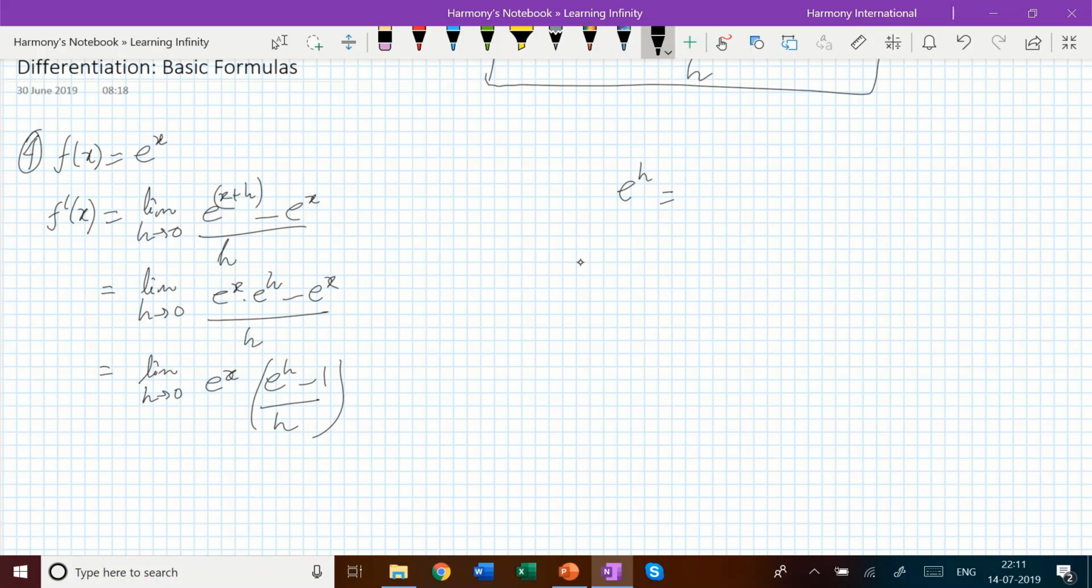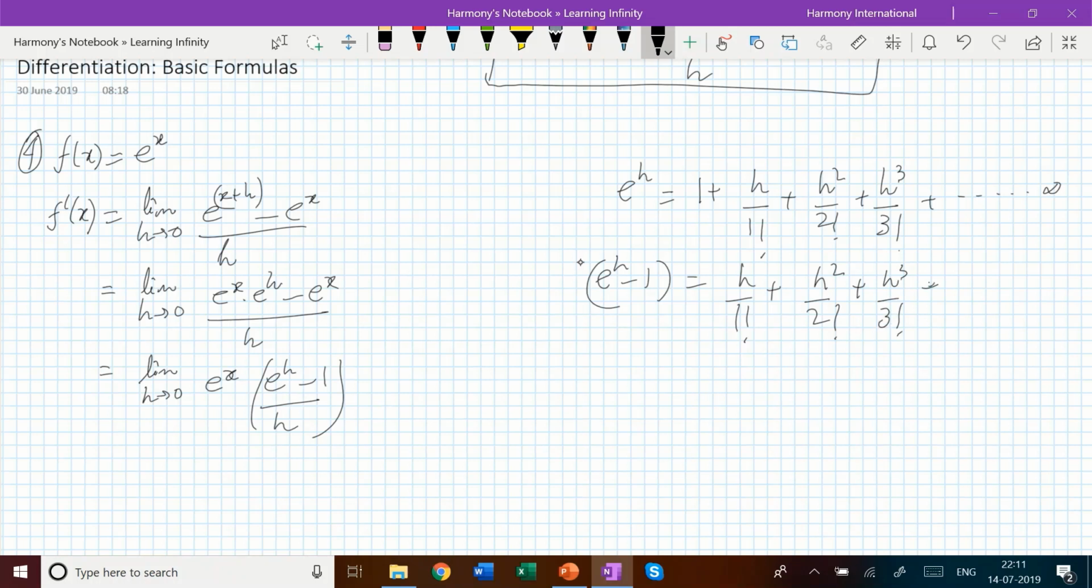Now e to the power h is an exponential function, and we can write e to the power h equal to 1 plus h by 1 factorial plus h square by 2 factorial plus h cube by 3 factorial, and this will continue up to infinity. Therefore e to the power h minus 1 will be h by 1 factorial plus h square by 2 factorial plus h cube by 3 factorial up to infinity. And e to the power h minus 1 by h will be 1 plus h by 2 factorial plus h square by 3 factorial up to infinity.